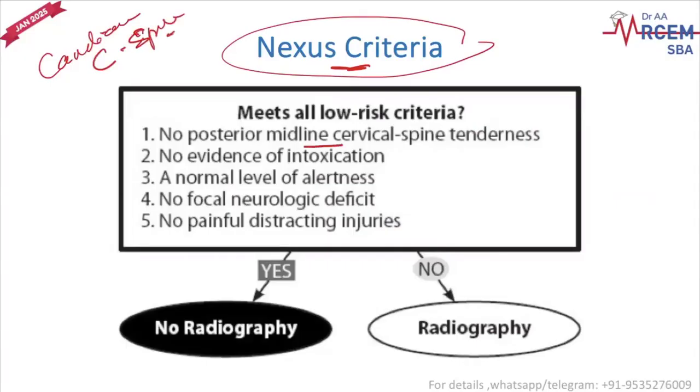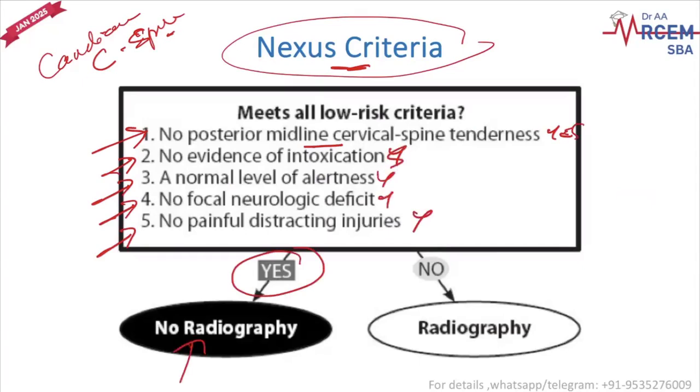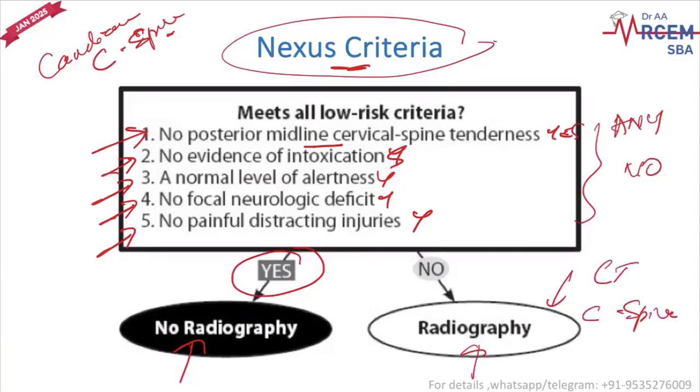In NEXUS, what you need to see is there is no posterior midline C-spine tenderness, no evidence of intoxication, a normal level of alertness, no focal neurological deficit, no painful distracting injury. If the answer for every question is yes, yes, yes, yes, yes, then no radiography is required. If the answer for any one of these questions is no, then radiography is required. That is the NEXUS criteria. This is not used in the NHS and is unlikely to be tested in the exam. If they test you, most of the time it is the Canadian C-spine rule they'll be testing.